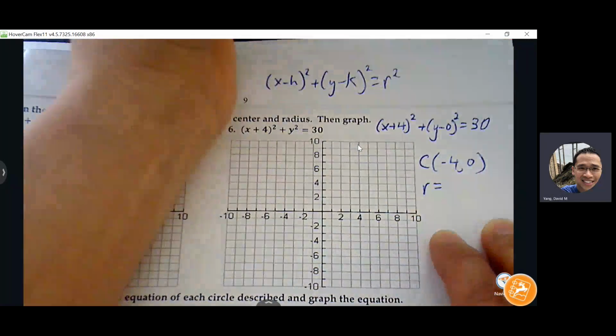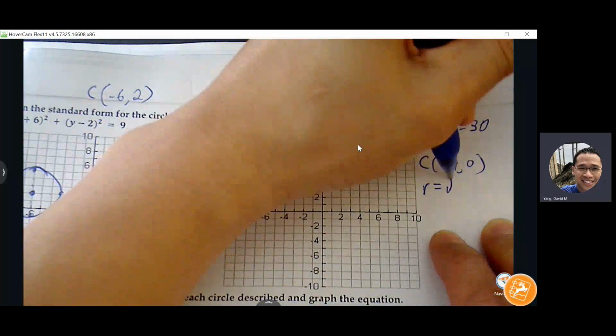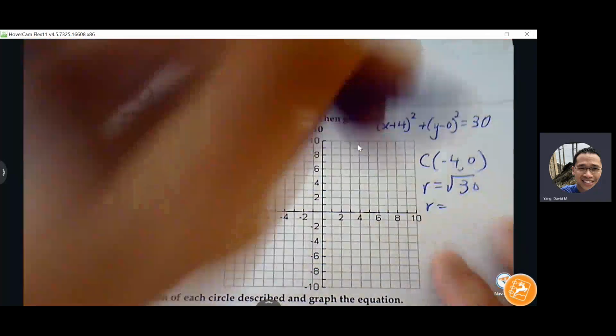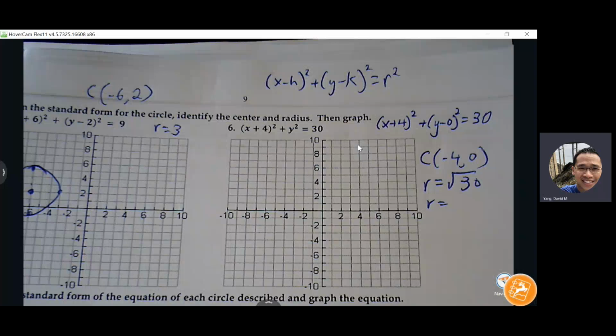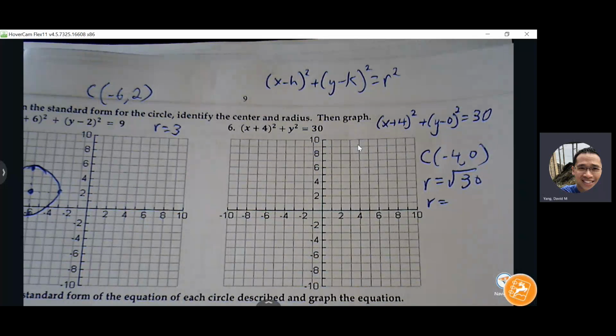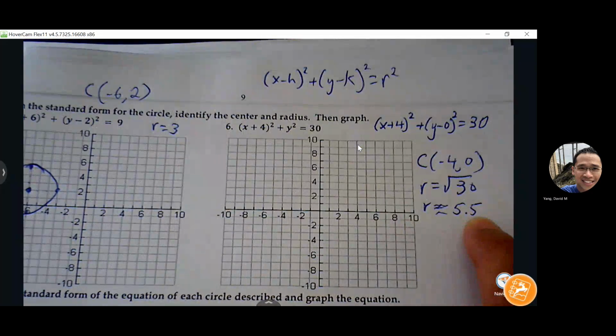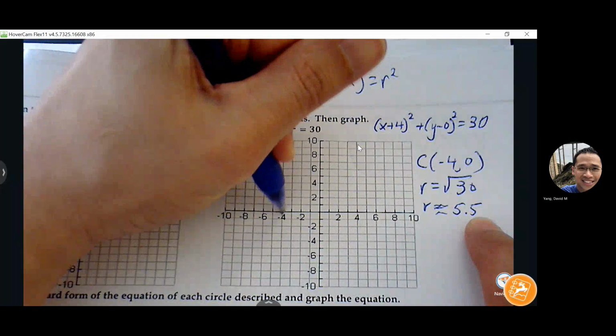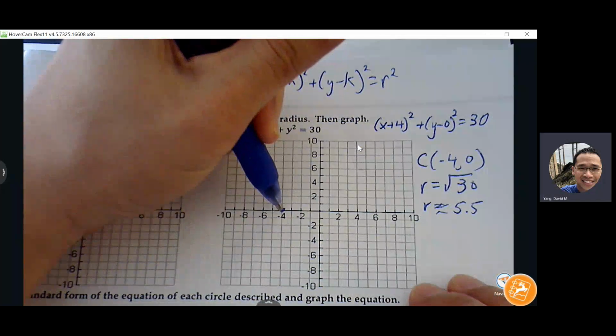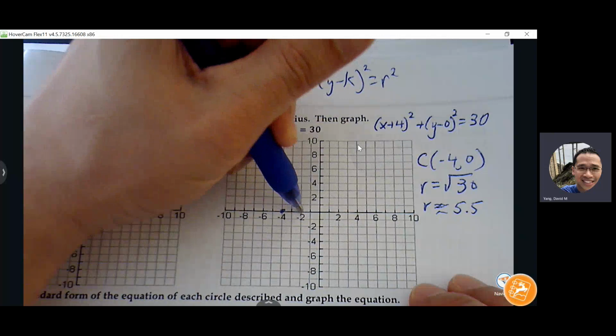What's my radius? Square root of 30. Okay, so we're going to just try our best to estimate that. We know the square root of 25 is 5, so the square root of 30 is probably somewhere close to 5. If you put it in your calculator and make it a decimal, it's about 5.5, 5.5-ish. So from -4, 0, you're just going to go up, down, left, right, 5.5 units.